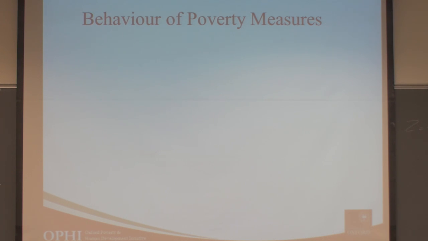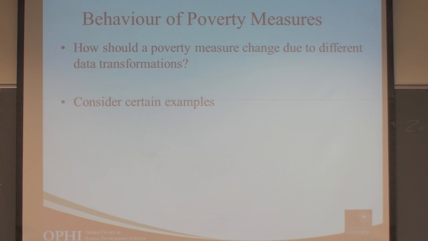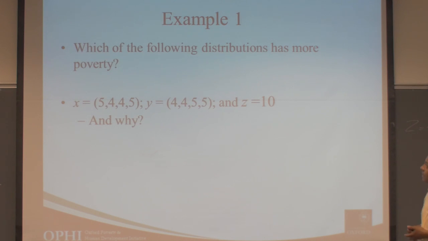So what we will do is consider some examples. Instead of going through all the theoretical properties, we will go through some examples. We will debate on the examples, and see if we all agree on how the poverty measure should behave, and then we'll see what the literature says about these different properties. Example 1.